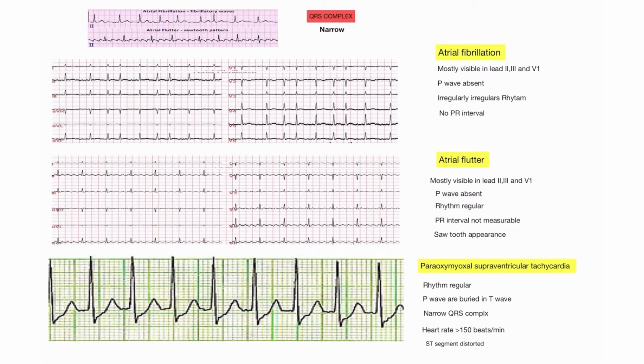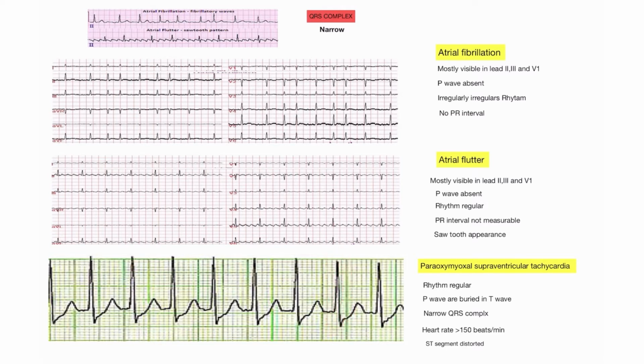Next is paroxysmal supraventricular tachycardia. In this case the rhythm is irregular. The P waves are buried in the T wave; you will see a very small P wave, so it's not visible too much. And the QRS complex here has a very narrow appearance.